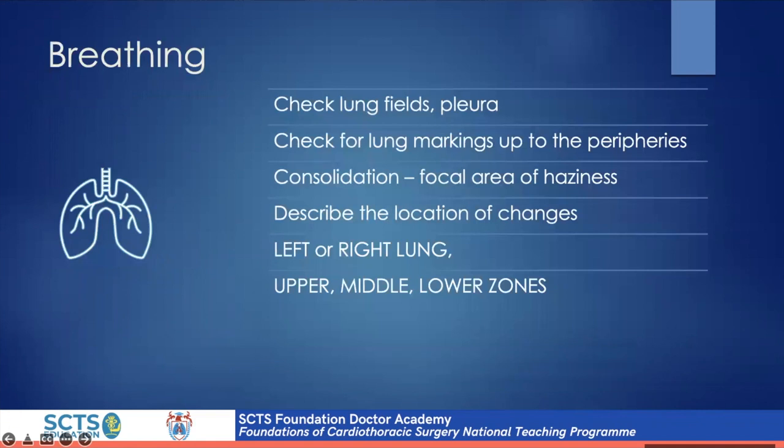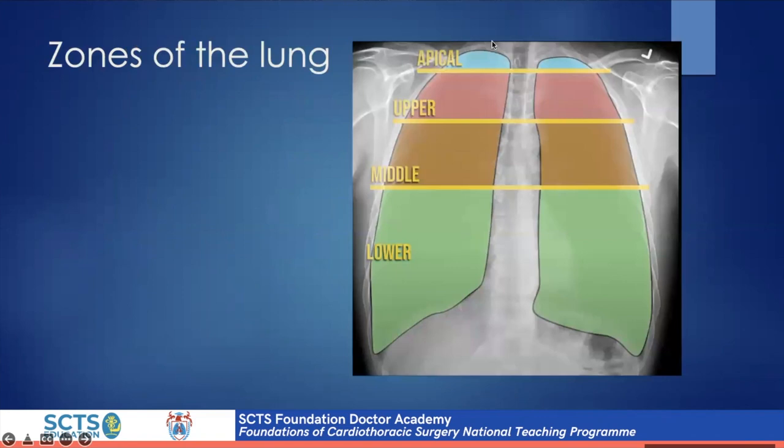Essentially, as I said, we check the lung fields, check up to the pleura, we check for lung markings all the way up to the peripheries. As we've shown in that previous x-ray, you couldn't see lung markings up to the peripheries of the lung. Consolidation is focal areas of haziness. It's always important to describe if the changes are in the right lung or the left lung, and what zones of the lung are affected as well. Make sure you include the apices: we talk about the upper, middle, lower zones and the apices of the lung too. That's why it's important that we always see the whole of the thoracic cavity in the image.